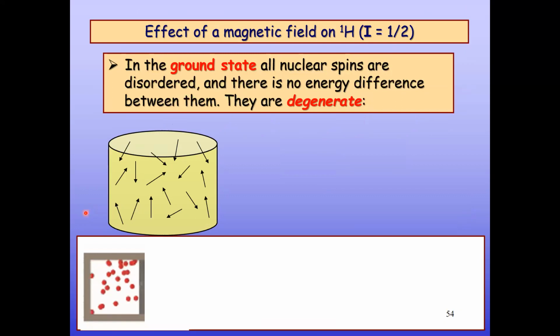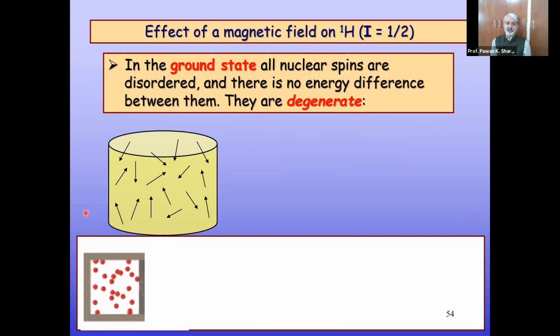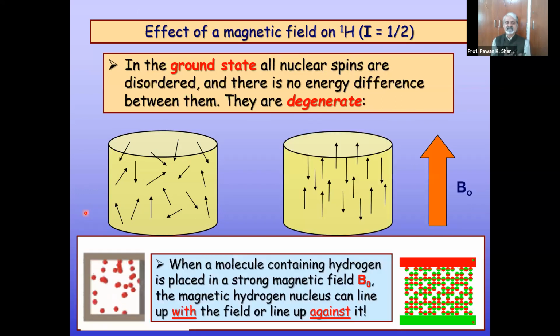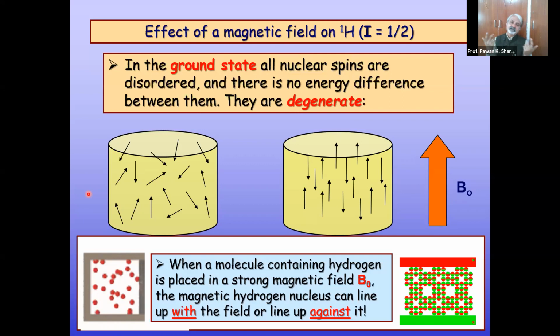But what would happen when I immerse it in an external magnetic field? Now, when a molecule containing hydrogen is placed in a strong magnetic field B0, this is the B0. For our understanding of NMR, we always assume that our applied magnetic field is from bottom to top, just by convention, because that will make things easy. The hydrogen nucleus can attain only two orientations, because the number of orientations is 2I plus 1. For H1, I is equal to half, so it can have only two orientations.